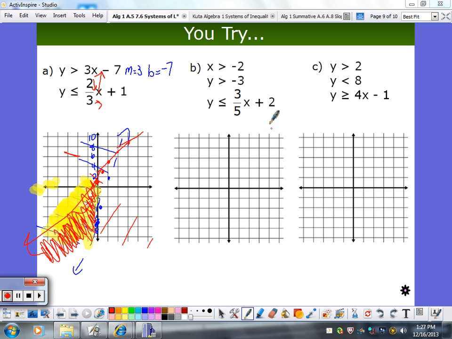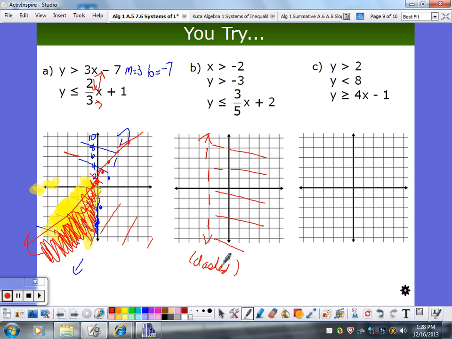Gonna try this one, see if I don't make a mistake. X has to be bigger than negative 2. I know x equals negative 2 is the vertical line, right? So that's here. And I want it to be dashed. Is anybody labeling these? Because that's how confusing it gets. It's hard to tell. Now x is bigger, right? So I'm going this way.